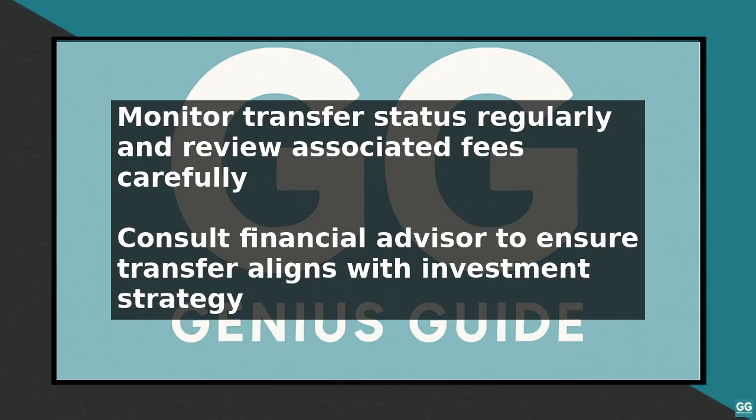In summary, transferring assets to a Morgan Stanley IRA involves gathering necessary documents, deciding on the type of transfer, contacting Morgan Stanley to initiate the process, submitting the required forms and documentation, and monitoring the status of the transfer. By following these steps and seeking professional advice, you can ensure a smooth and successful transfer of your assets.